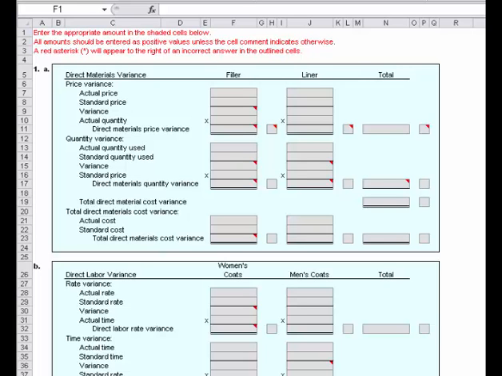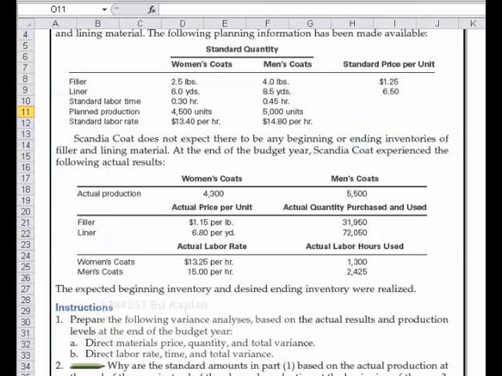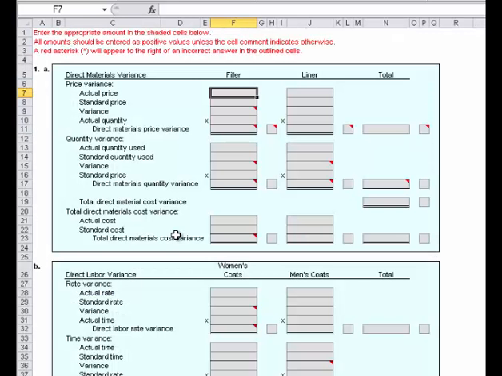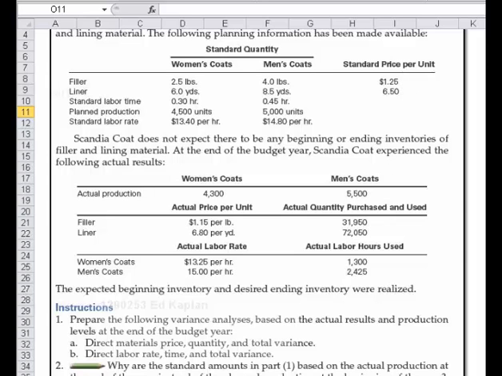All right, so I've got a template on the screen, and we just need to fill in the information that we know. The price is given to us in pounds, I believe. Let me jump back. The actual price was $1.15 for filler and $6.80 for liner. We just jot those in. The standard price, though, was $1.25 and $6.50. And that information came from right there, to the left of my mouse.